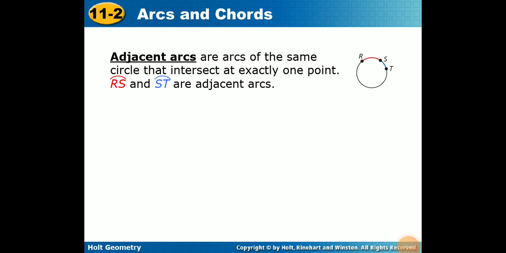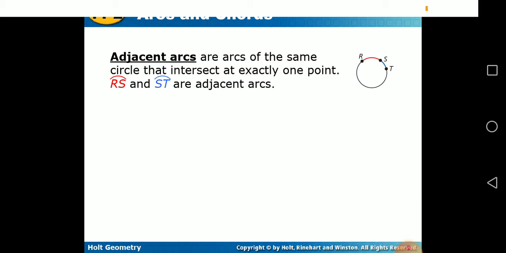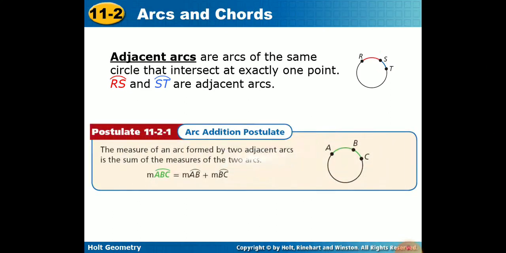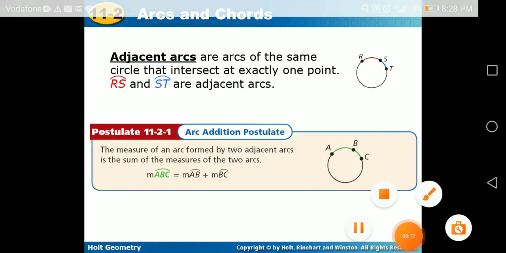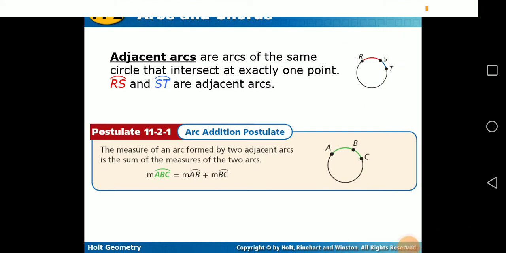Okay guys, now I have the adjacent arcs. What about the adjacent arcs? Adjacent means they are beside each other, like segments. We have here arc RS and arc ST. They are connected and they intersect each other at the letter S. So arc RS and arc ST are adjacent arcs. The total measure of arc RS plus ST is, of course, RT.